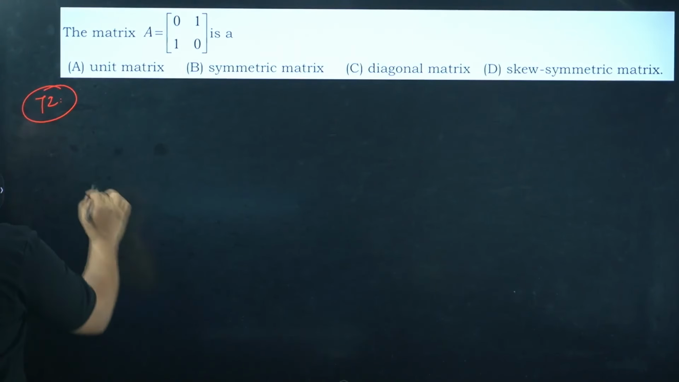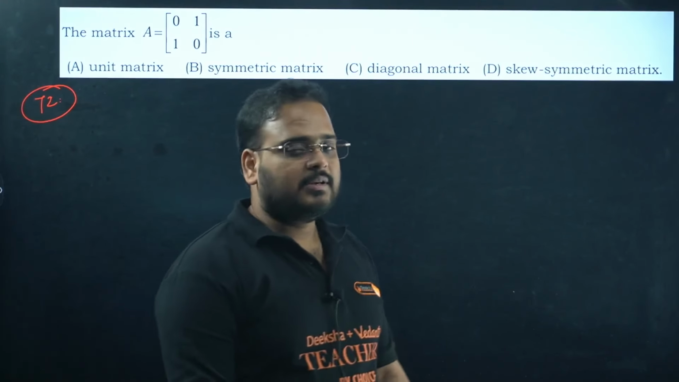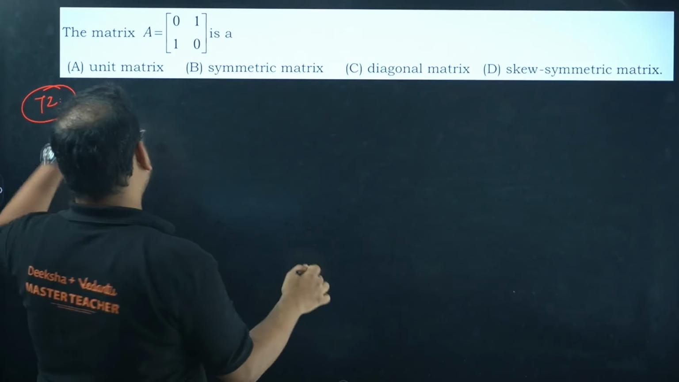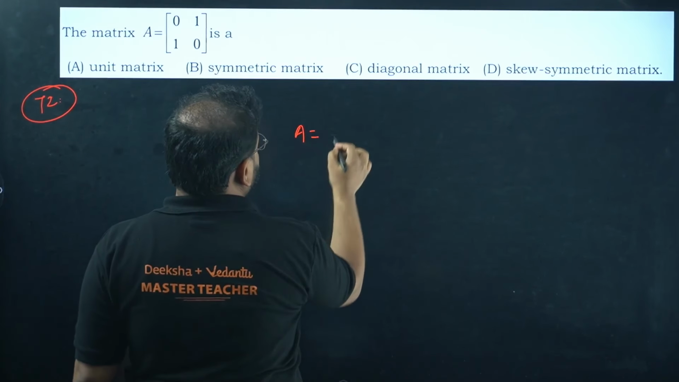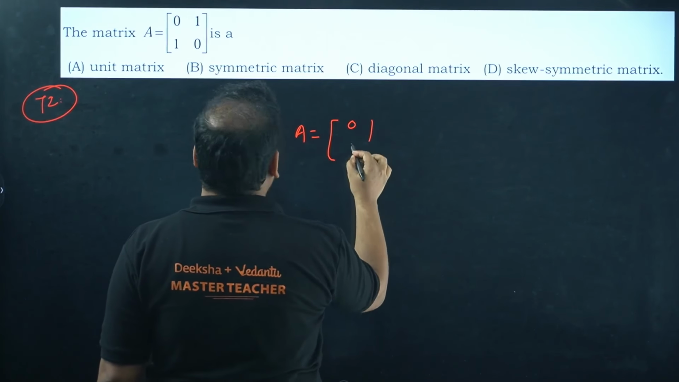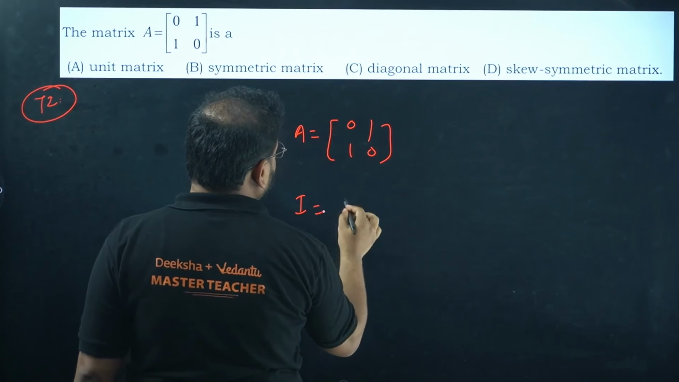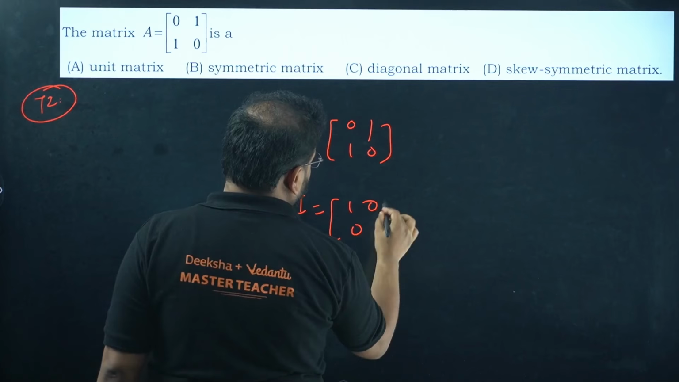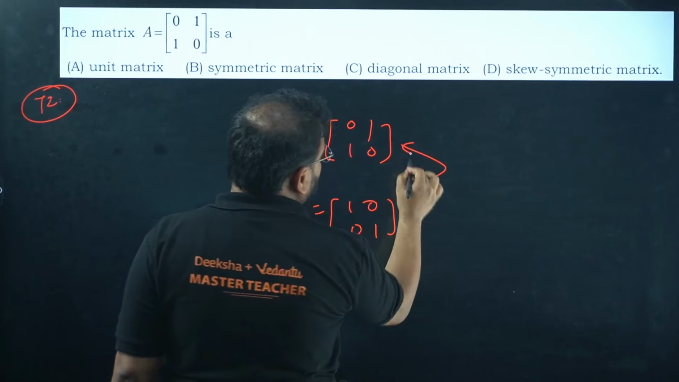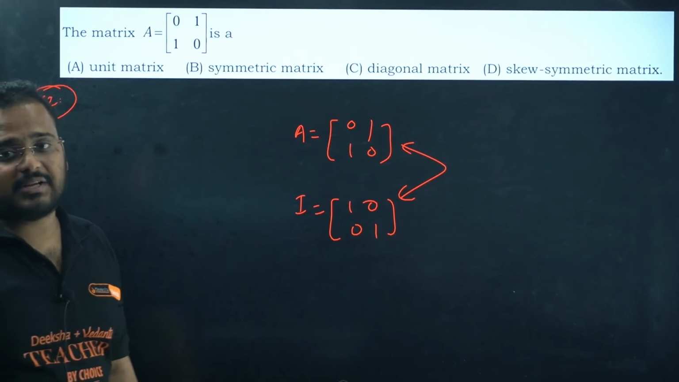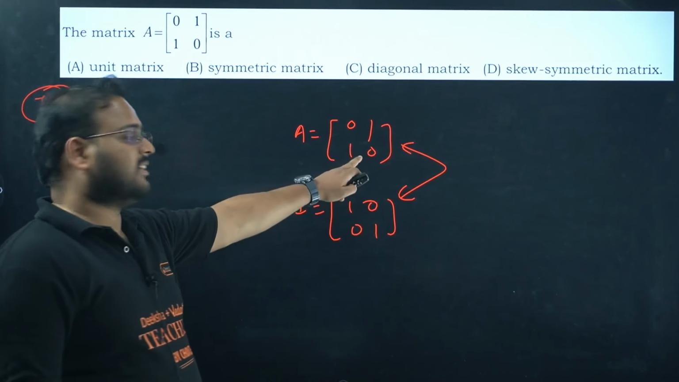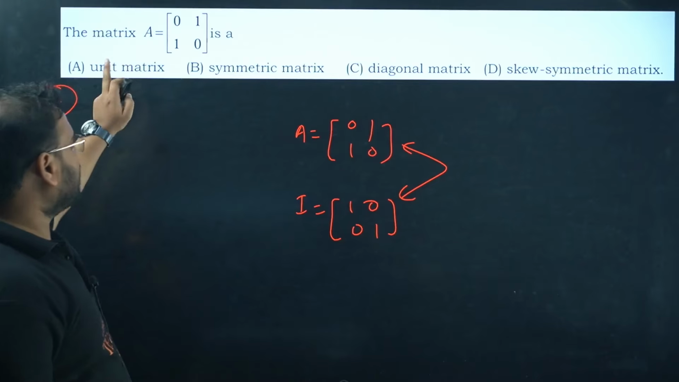72. A very easy and interesting question from your question bank. 0 1 1 0. You'll say first one is wrong. A is 0 1 1 0 and I is actually 1 0 0 1. There's a difference, okay? They're not same. Check the difference. This is I, this is A. So this option is not there.